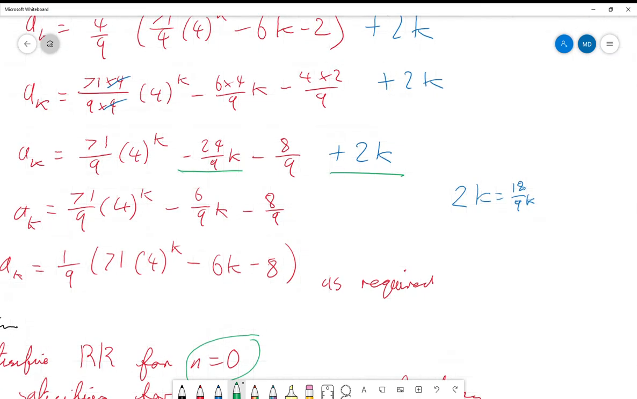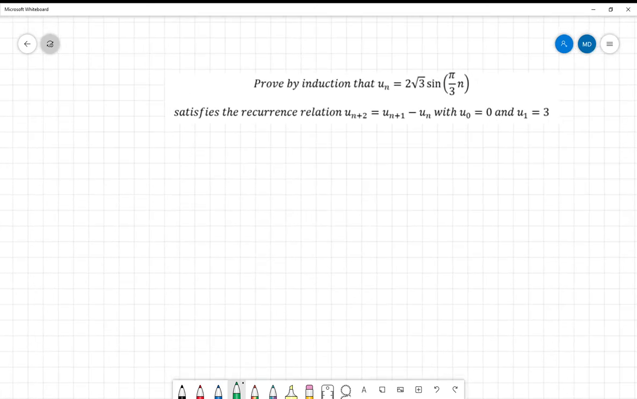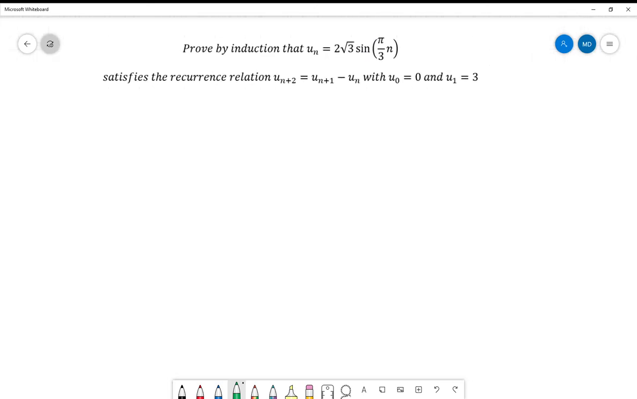Okay, so that's first order. Let's look at an example now of second order. Prove by induction that u_n equal to 2 root 3 of sine pi over 3 n satisfies the recurrence relation u_(n+2) is equal to u_(n+1) minus u_n with u_0 equal to 0 and u_1 equal to 3.